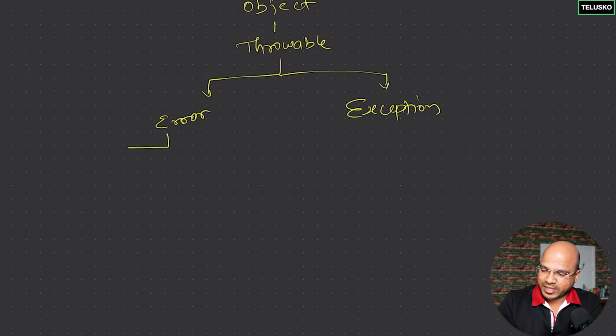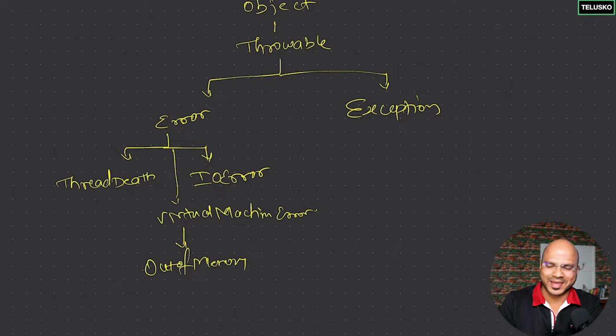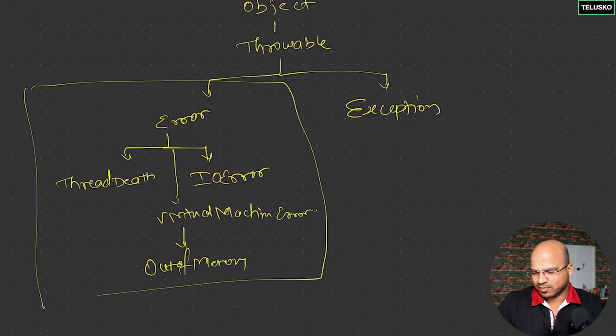An example of this can be a thread death. What if your thread dies? Another example can be IO error, where something goes wrong with the input output. We have a few more, such as the virtual machine error. One example I can give you here is out of memory. What if your memory is not there? How can you handle that? So these types of errors you can't actually handle. It will not happen normally, but we cannot handle it even if it happens. What you can handle is Exception.